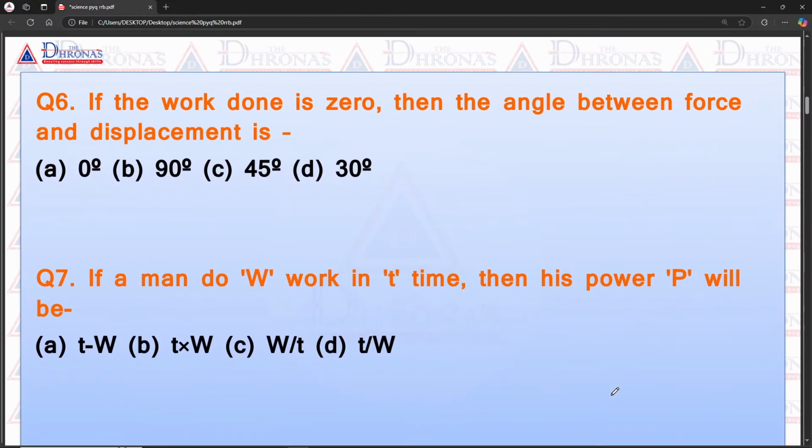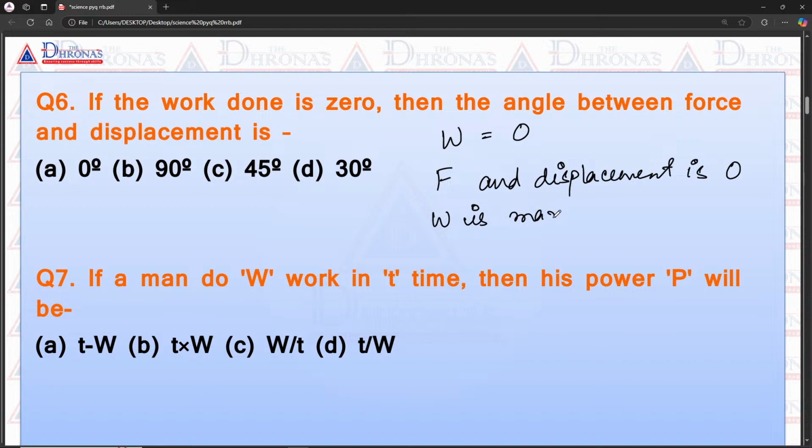Next question, question number 6. If the work done is 0, then the angle between force and displacement is. So, work done आपका 0 बोला गया, then the angle between force and displacement, जब आपका force और displacement की angle between force and displacement, whenever it is 0 angle, then the work is maximum, or when the angle between force and displacement is 90 degree, then the work is 0.